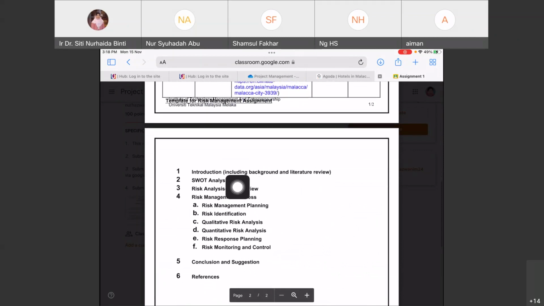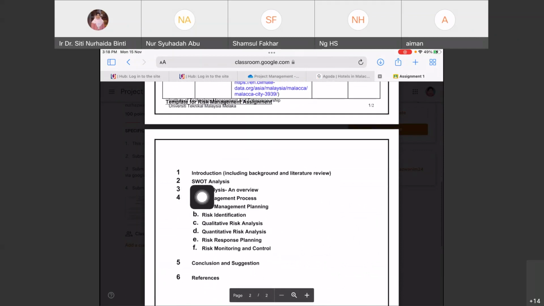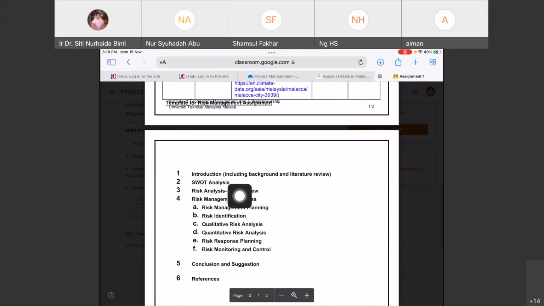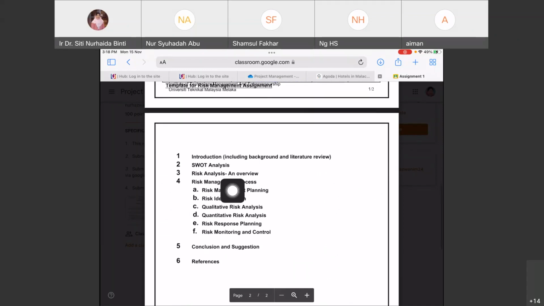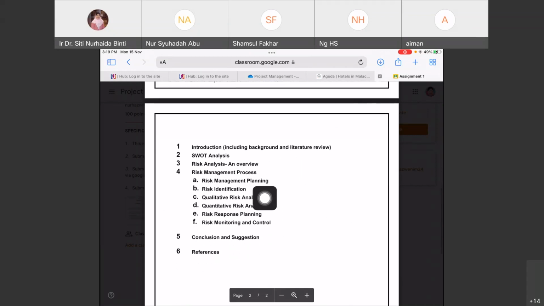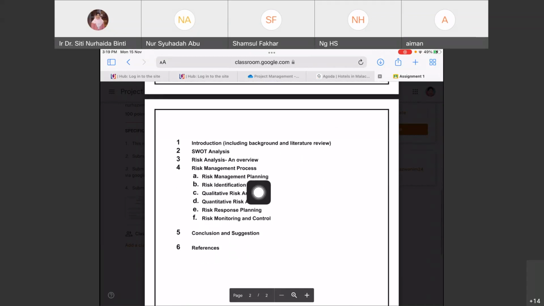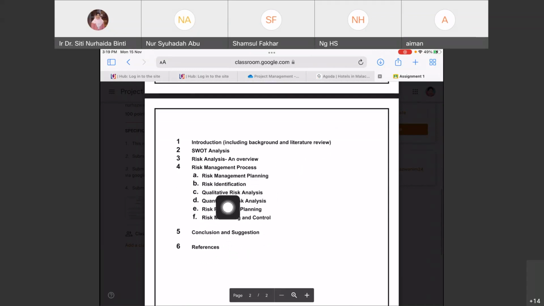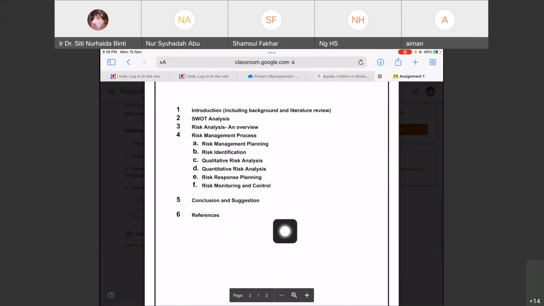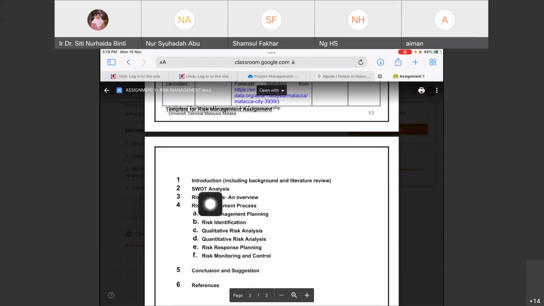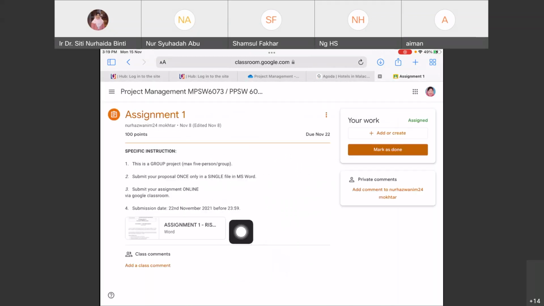First, you have an introduction. Whatever you have in your project, you can put back here. And SWOT analysis: strengths, weaknesses, opportunities and threats analysis. Then risk analysis. You have the risk management process, where you have risk management planning, risk identification, qualitative risk analysis, quantitative risk analysis, risk response planning, and risk monitoring and control. Whatever we have in the management process is in the lecture notes.